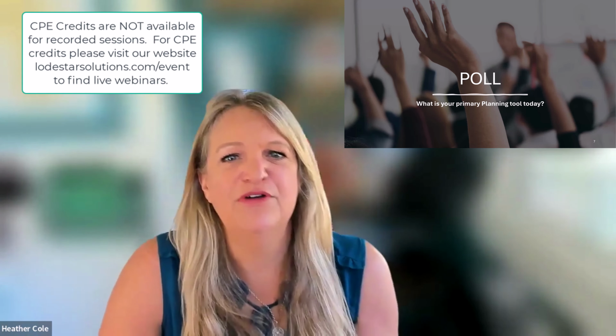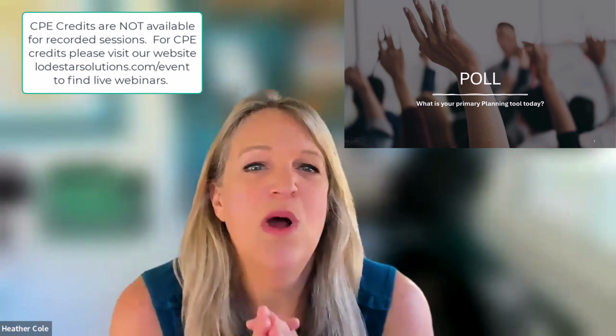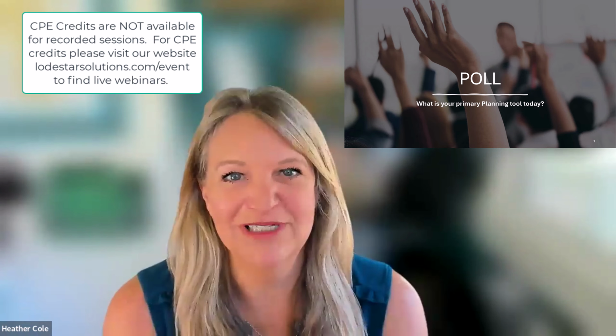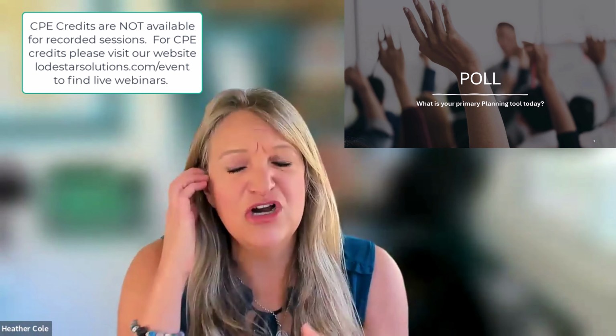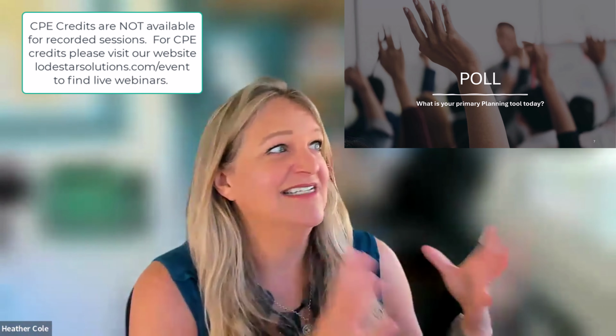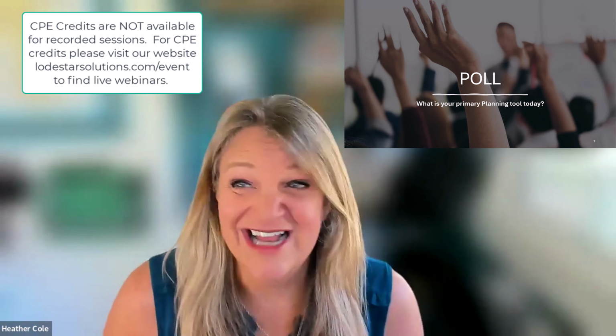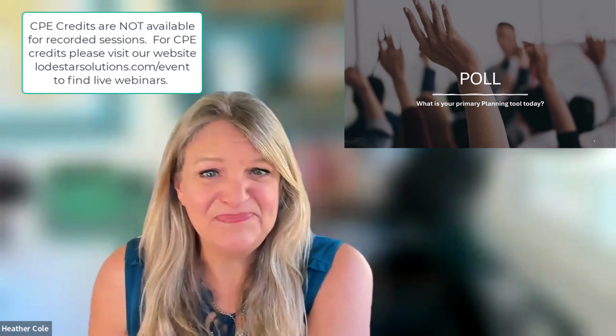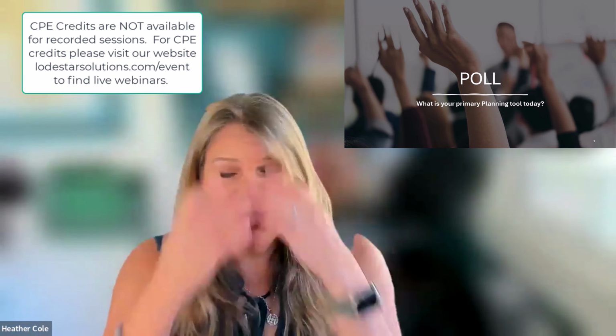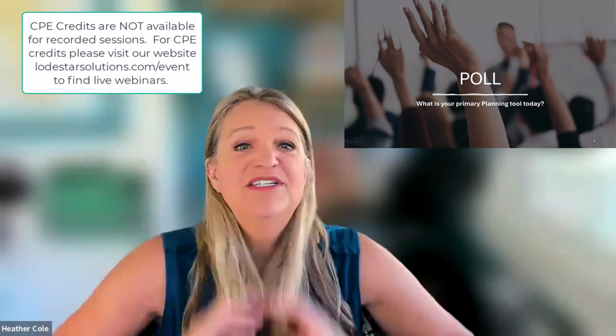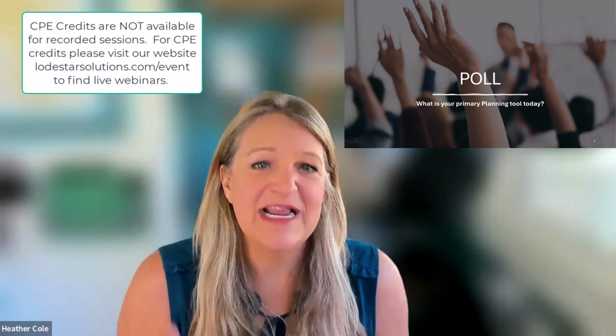Now, let's just hop right into our first polling question. Again, you're going to need to answer 3 out of the 4 polling questions. Our first polling question for you today is, what is your primary planning tool today? If you guys can just type in a short answer, like, is it Excel? Is it IBM Planning Analytics? Is it Anaplan? Whatever your tool is, just go ahead and put some answers in there.